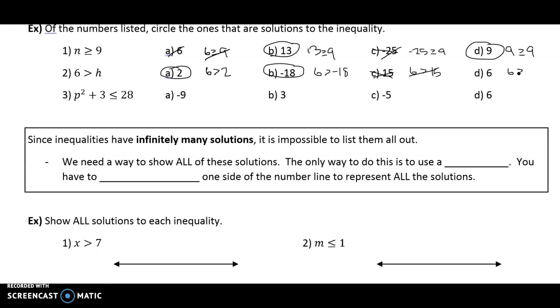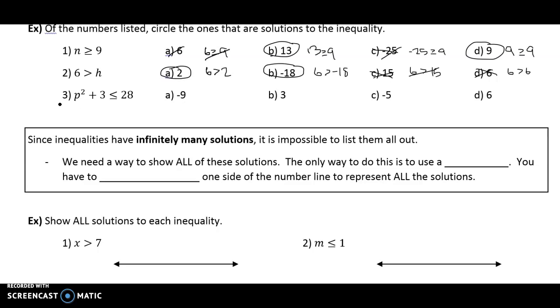Is 6 greater than 6? So here's a big difference with these two. This has the equal, so 9 is equal to 9. 6 is not greater than 6. The only numbers that are greater than 6 are anything bigger than 6. So it does not work since it is not or equal to.